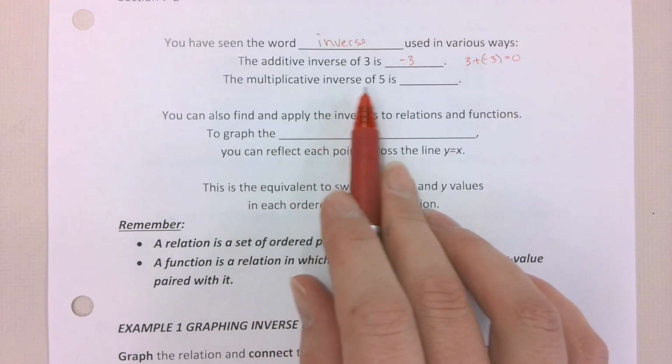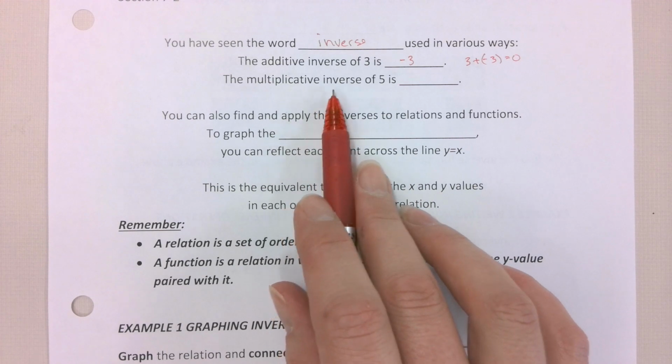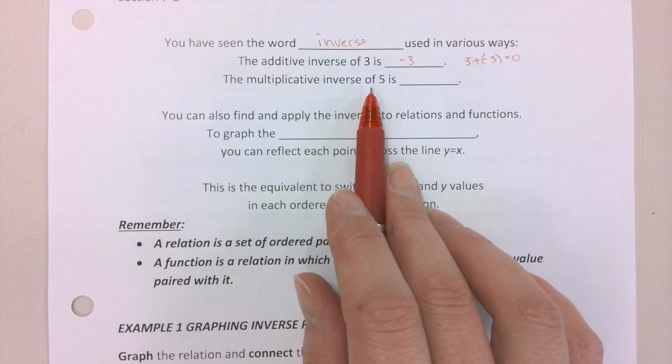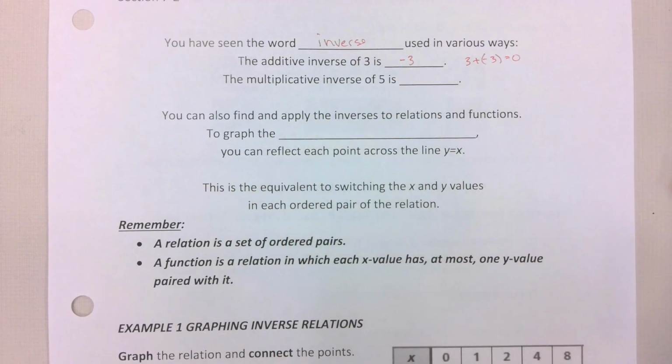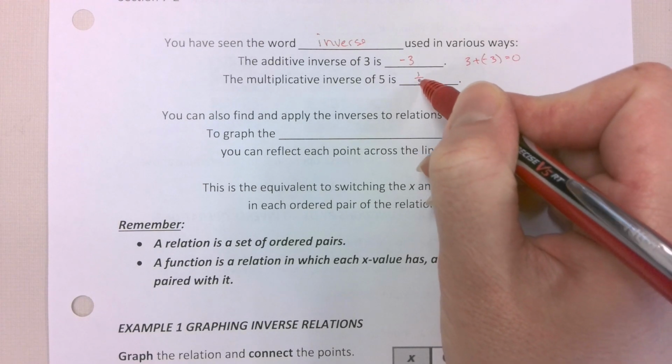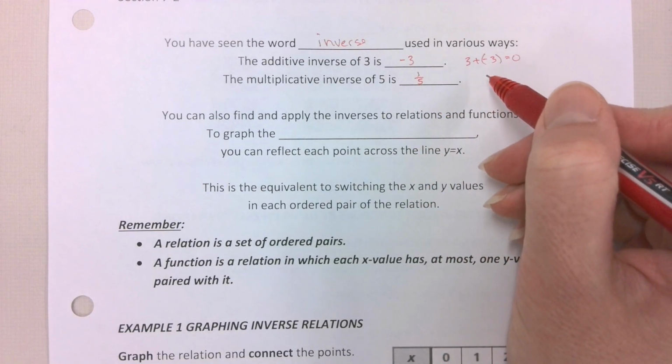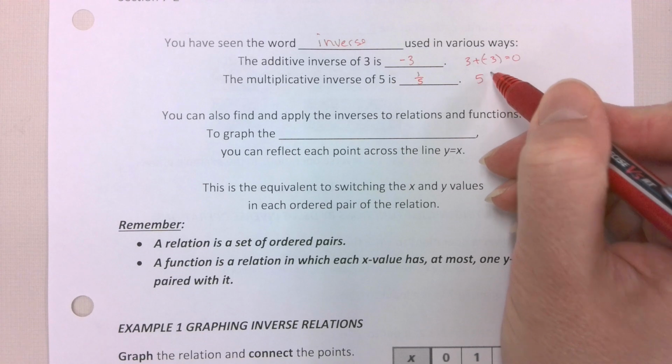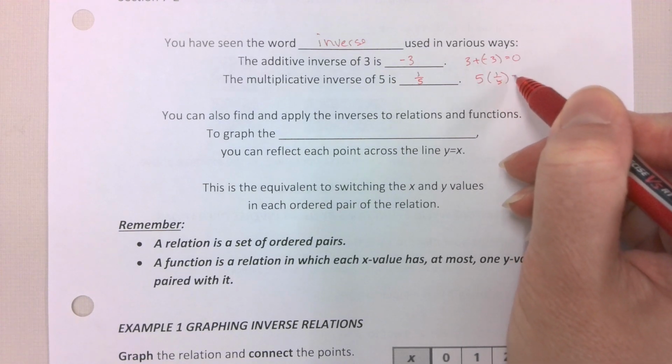The multiplicative inverse of 5, what can I multiply by 5 to cancel it out? A lot of people want to say it's 0, but it's actually 1/5. When we multiply and divide to cancel out, we're trying to get to 1. So 5 times 1/5 is 1.